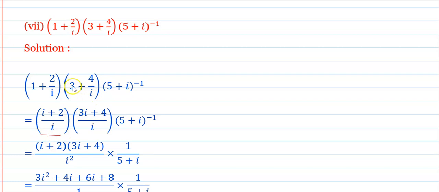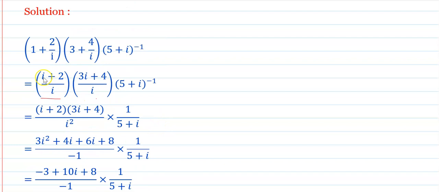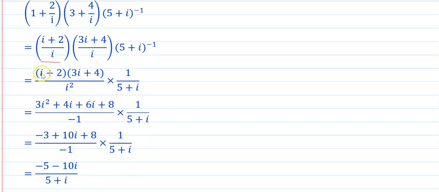Multiply this i with 3: 3i plus 4 upon i, into (5 plus i) to the power minus 1. While simplifying, we get (1 plus i plus 2) into (3i plus 4) in the numerator. i into i, you will get i square in the denominator. Next multiplication: i into 3i, you will get 3i square. i into 4, you will get 4i. 2 into 3i, you will get 6i. 2 into 4, you will get 8. i square is minus 1, into 1 upon (5 plus i).